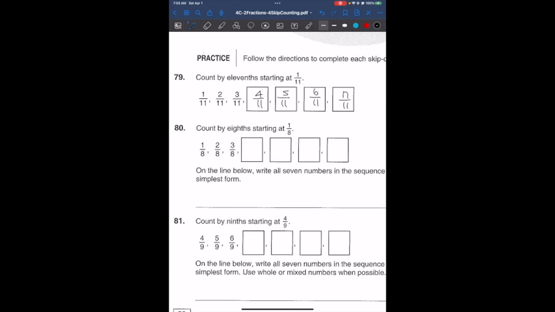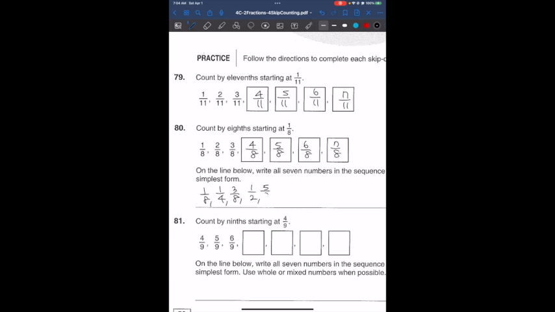And then for the next question, it says count by eighths starting at 1/8. So it's going to be 4 over 8, 5 over 8, 6 over 8, and 7 over 8. And then now we have to simplify this. We keep 1 over 8, and then for 2 over 8, we can divide both the numerator and the denominator by 2. So it can be written as 1 over 4, then 3 over 8, and then for 4 over 8, we can divide the numerator and denominator both by 4, so that gives us 1 over 2.